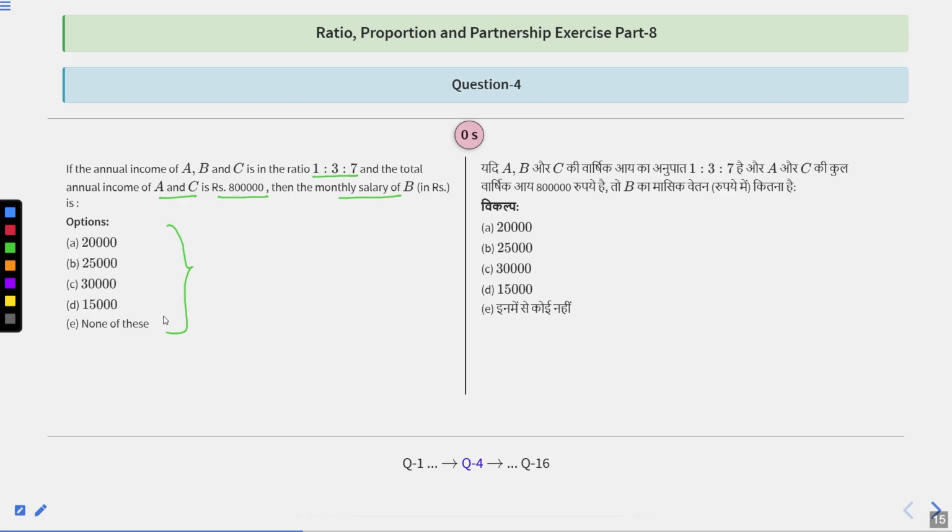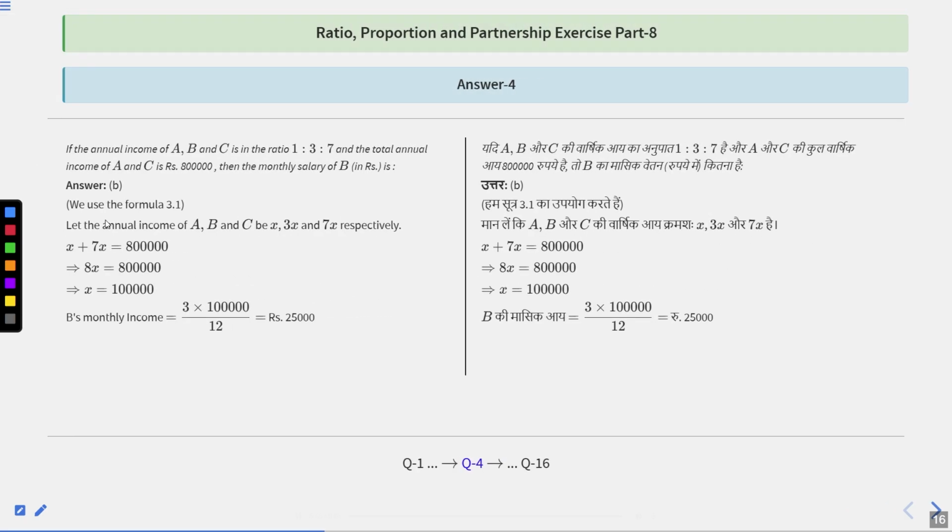Now time's up. Let's see the solution. Let the annual incomes of A, B, and C be X, 3X, and 7X according to their ratio 1:3:7. The question says the total annual income of A and C is 8 lakh. So X plus 7X equals 8 lakh, so 8X equals 8 lakh, so X equals 1 lakh.